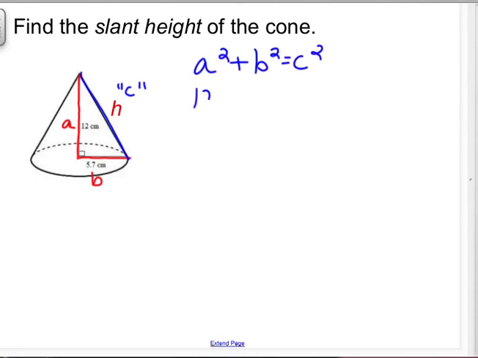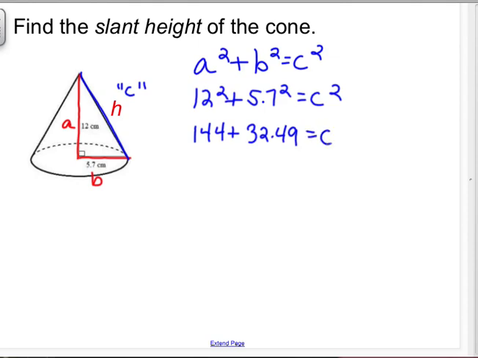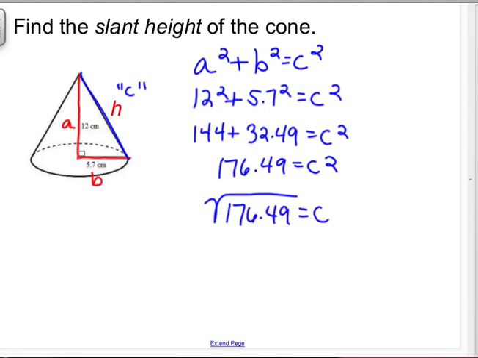What's A? A is 12. What's B? 5.7. 12 squared, 144. 5.7 squared. I add those two together. Now remember, to find C, you've got to square root that mess. And on a calculator, round it to the nearest tenth.